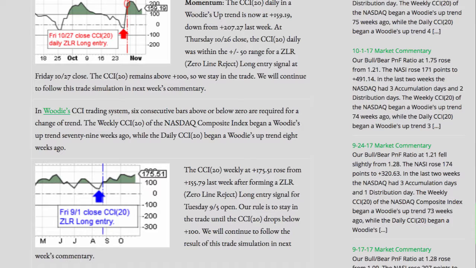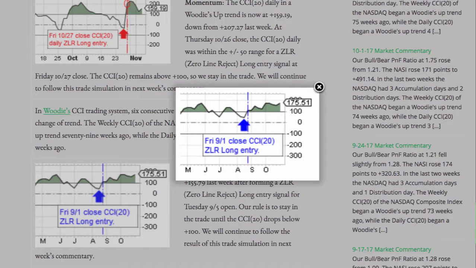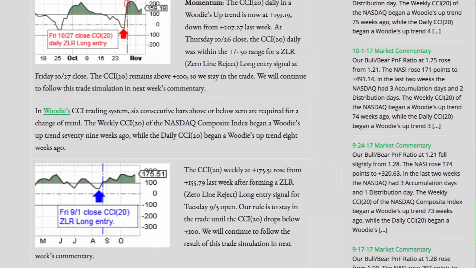In Woody's CCI trading system, 6 consecutive bars above or below 0 are required for a change of trend. The weekly CCI 20 of the Nasdaq Composite Index began a Woody's uptrend 79 weeks ago, while the daily CCI 20 began a Woody's uptrend 8 weeks ago. The CCI 20 weekly, at a positive 175.51, rose from a positive 155.79 last week after forming a zero-line reject long entry signal for Tuesday 9/5 open. Our rule is to stay in the trade until the CCI 20 drops below plus 100. We will continue to follow the result of this trade simulation in next week's commentary.